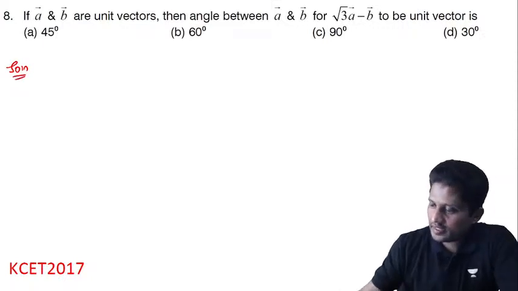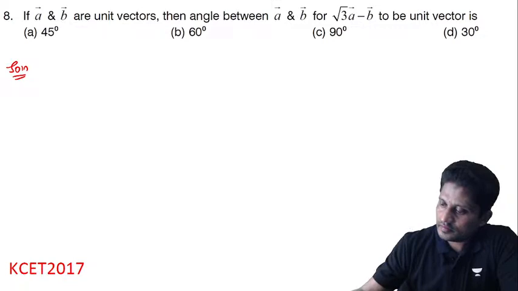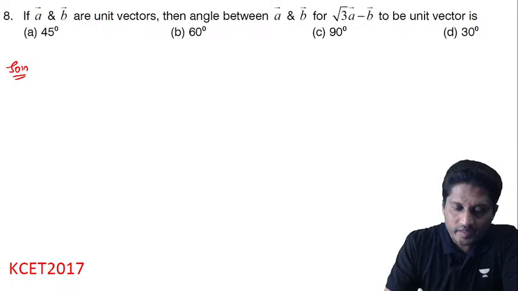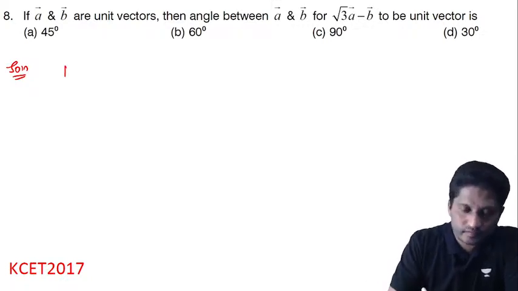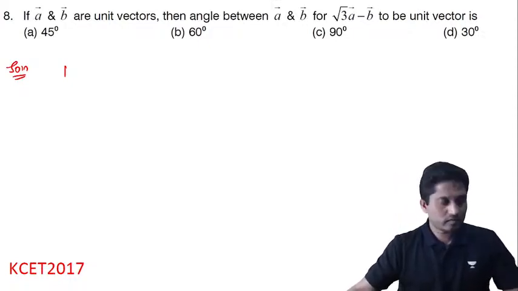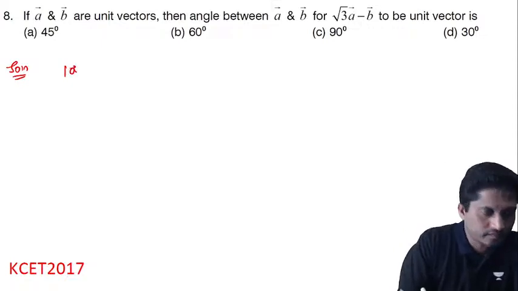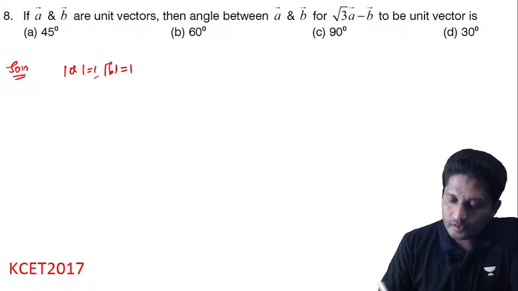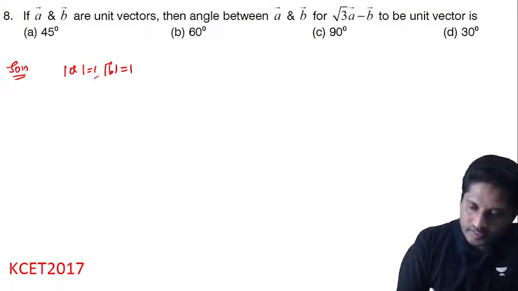A and B are two unit vectors, so therefore modulus of A is 1, modulus of B is 1. I'm supposed to find the angle between A and B. It's also given that root 3 A minus B is a unit vector. So this root 3 A minus B modulus is 1.